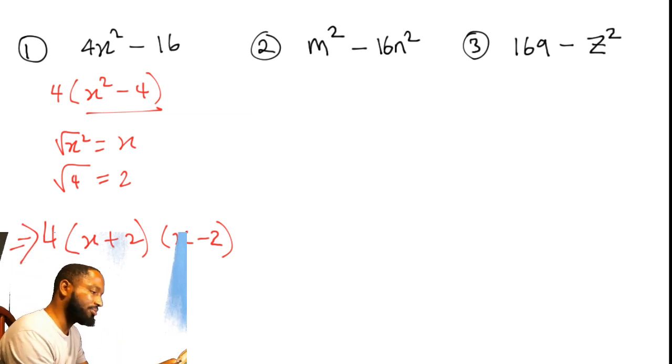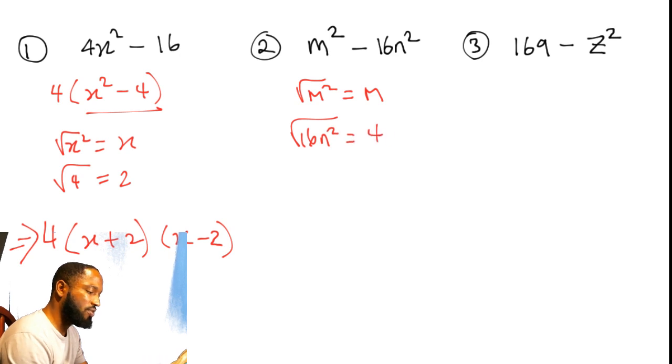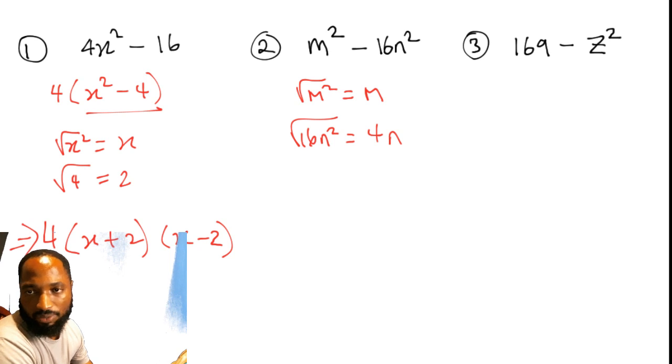Let's try this one. Square root of m squared is m. Square root of 16n squared is 4n. So this is simply going to be m and 4n. Who has this? Danny has this.